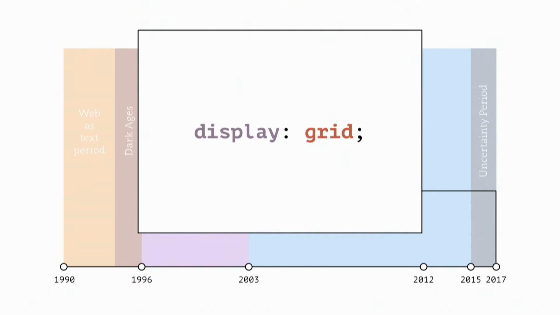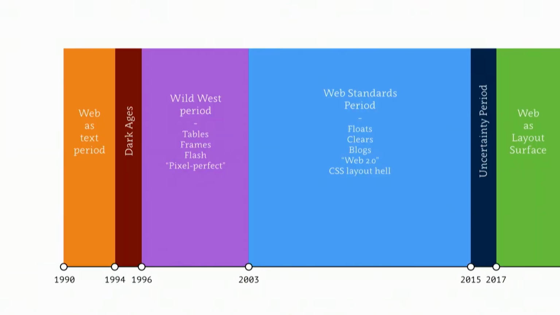Meanwhile, behind the scenes, a bunch of people, including Rachel Andrew and Jen Simmons, were silently pushing for CSS Grid, that weird thing they made for Windows 8, to get into our browsers. And this year, 2017, 27 years after the first web page was created, for the first time, the web is actually a proper design surface.